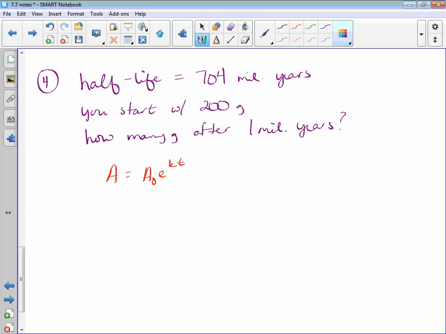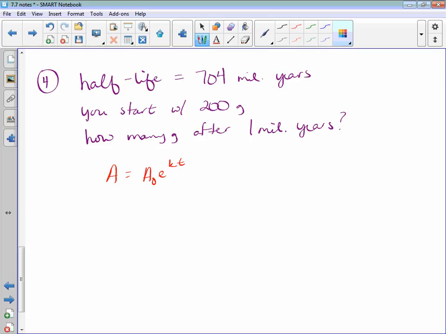So that is a formula for exponential growth or decay. A sub 0 just means your initial amount. So the amount you end up with is equal to the initial amount times e to the kt. K is sort of like your rate, but we have to find it, because they don't just give you a rate.